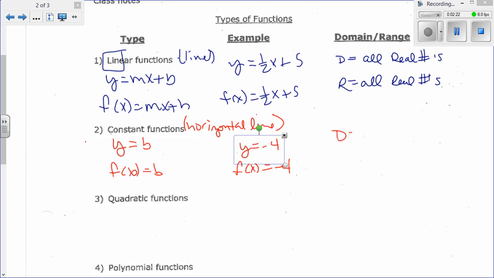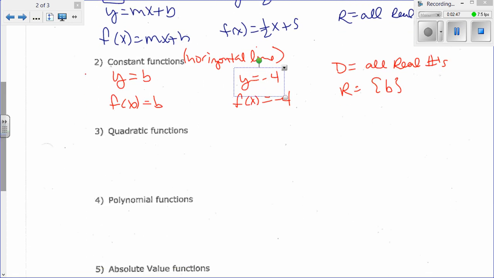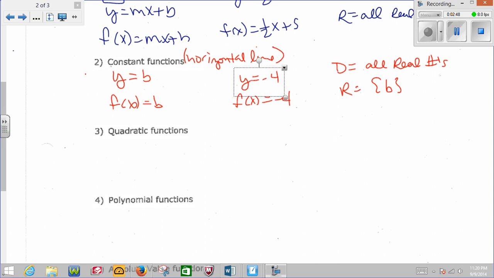For this, my domain is all real numbers, because I can't restrict the x values in a horizontal line. I use all of the x values there are. The range, however, in a horizontal line, my y values are all the same. So whatever the b value happens to be, that is what your range is going to be.